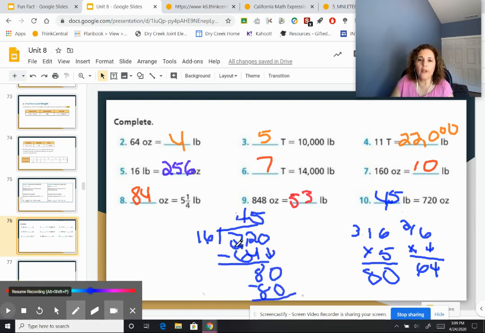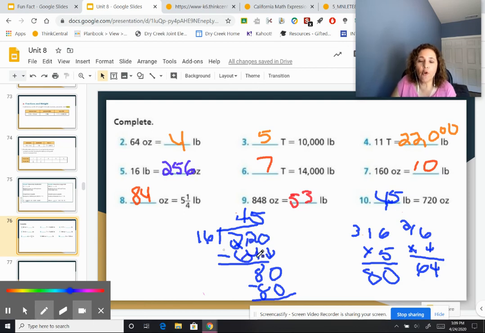So I put my 4, 72 take away 64. I got 2, I can't take away 4. I have to borrow, so the 7 becomes a 6. 12 take away 4 is 8. 8 is less than 16, so I did it right. Bring down my 0. 80, and I already did 16 times 5 gave me 80, so it's 45. Okay?